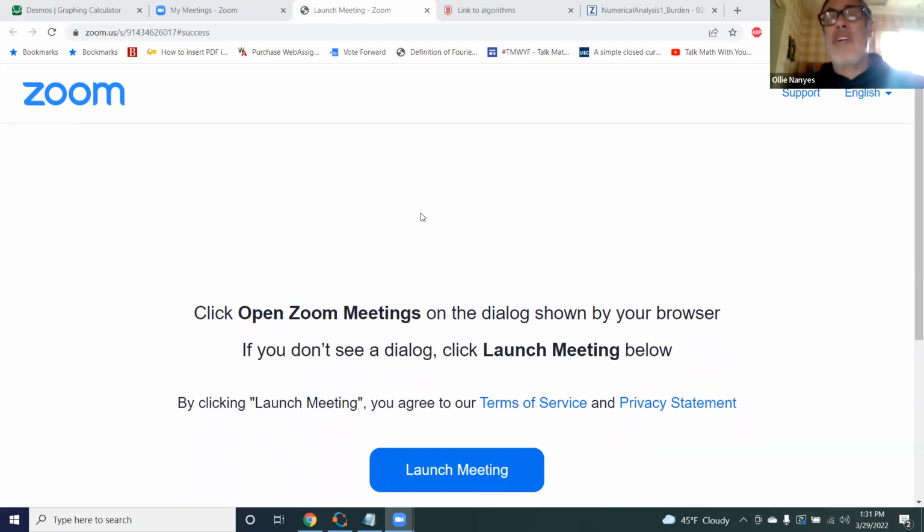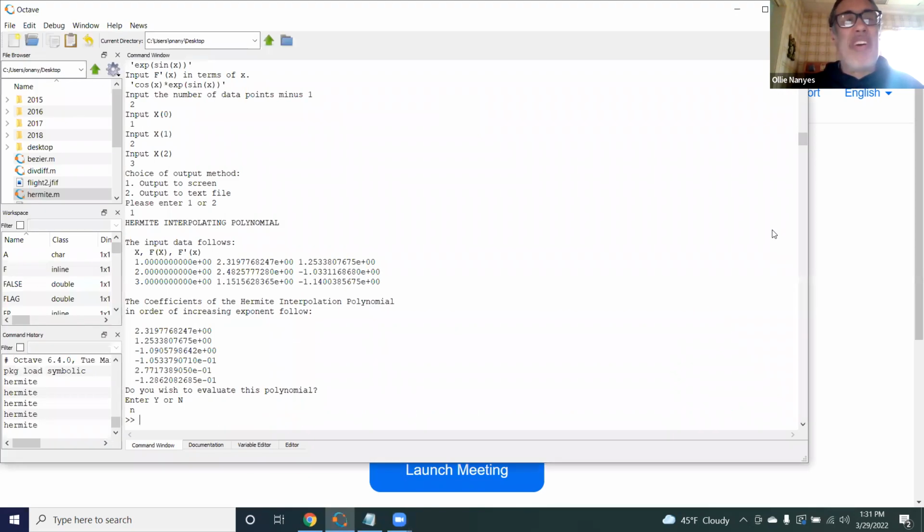Hello. So I want to show everybody how to use a Hermite M file in Octave to create an interpolation polynomial. So let's go to share screen, and let's go ahead and open Octave. Now, I'm going to do two particular things here.